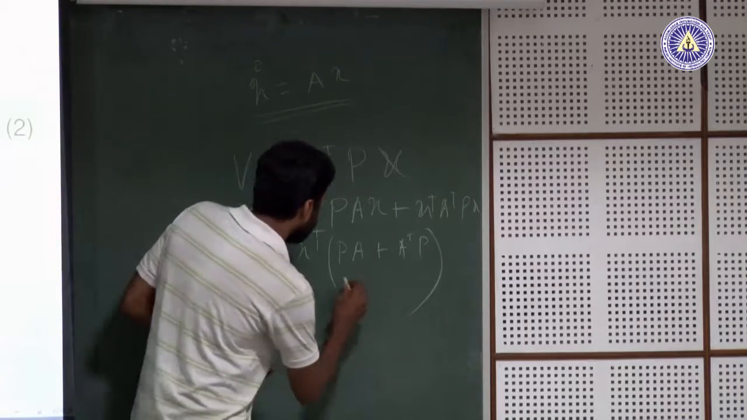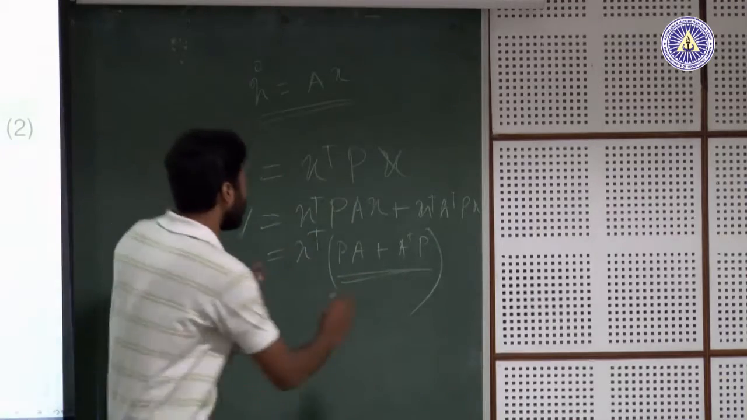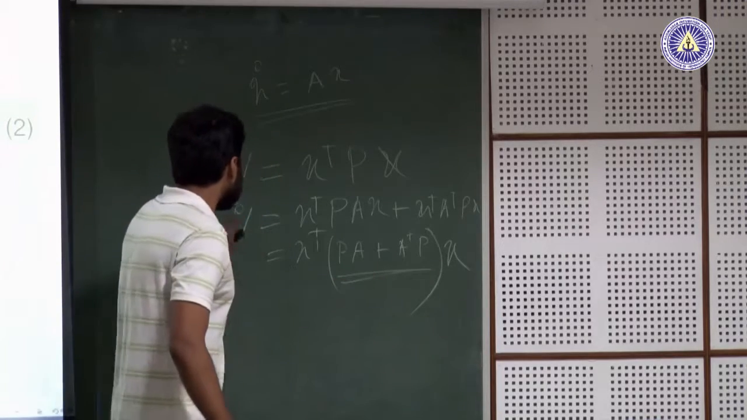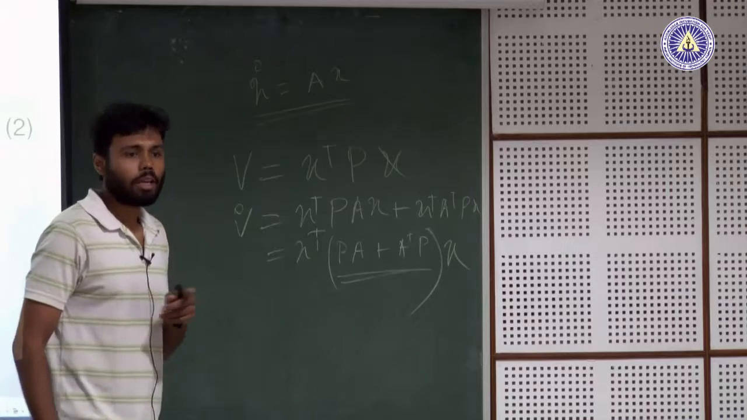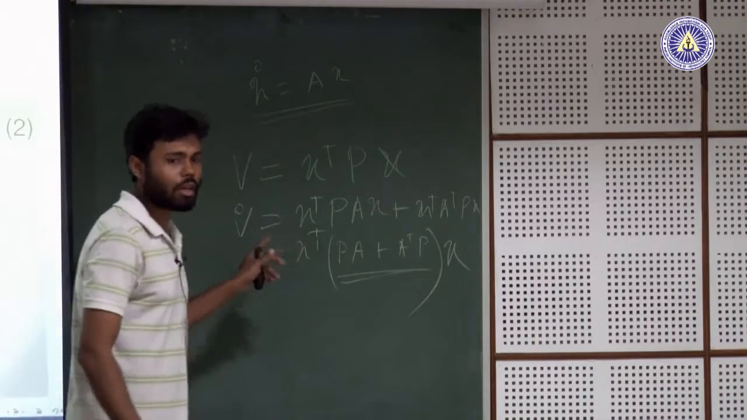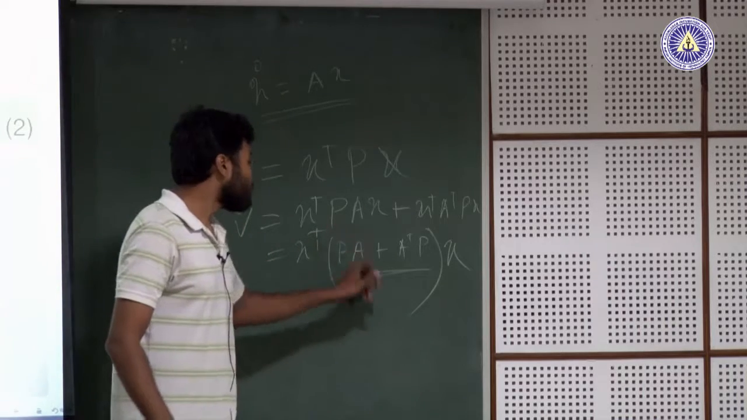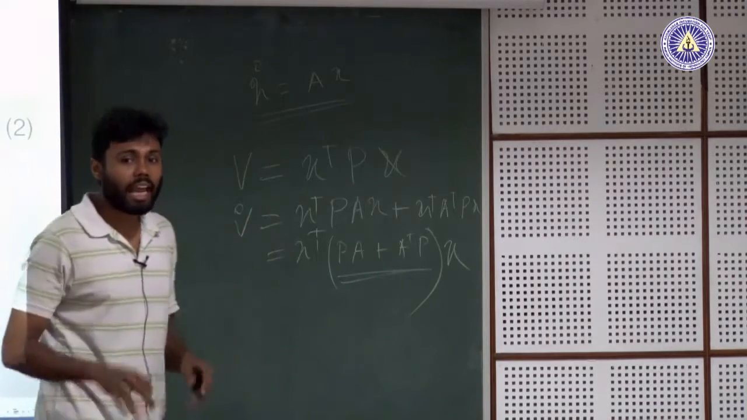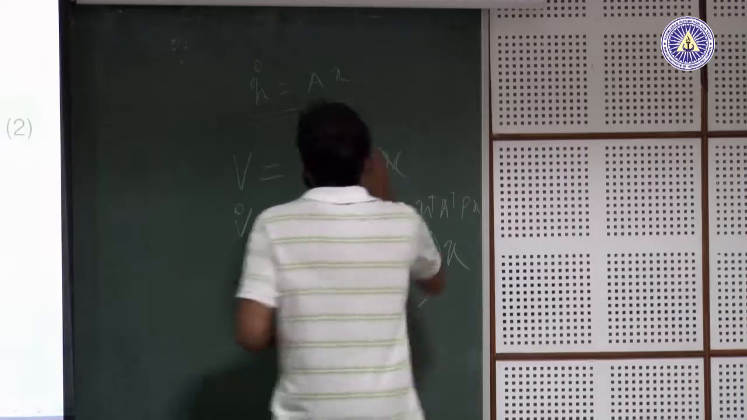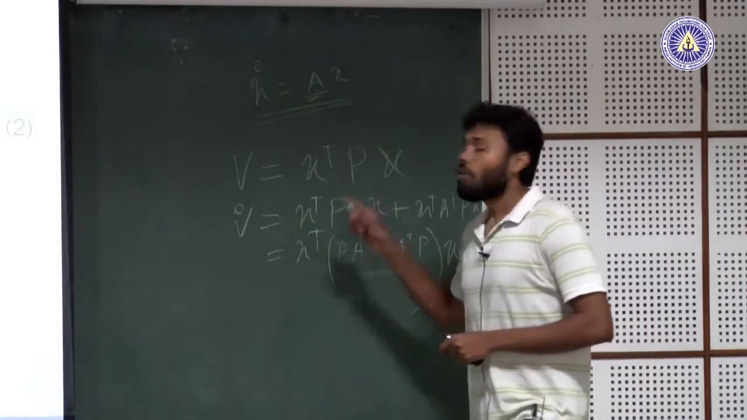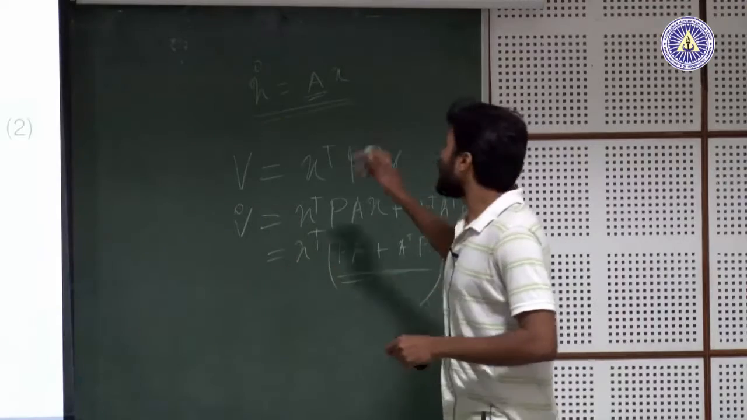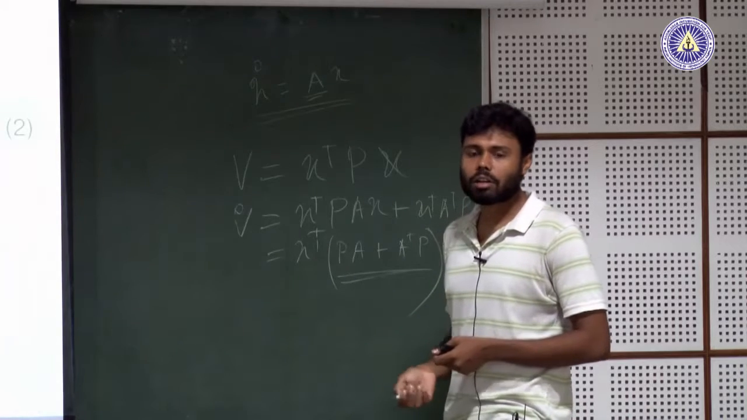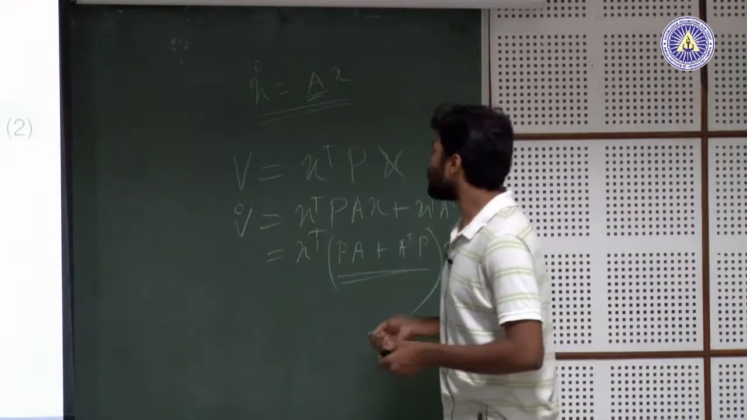Now see, if this term is negative, V dot will always be negative. If it is 0, V dot will be 0. If it is positive, V dot will always be positive. If it is undefined, we cannot say anything about V dot. So that is why I say when A is negative, the system is stable. When A is positive, the system is unstable. Even if the sign of A is not defined, we cannot say anything about the system, right.